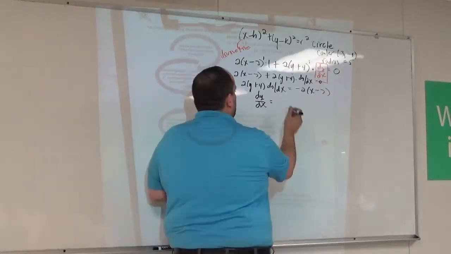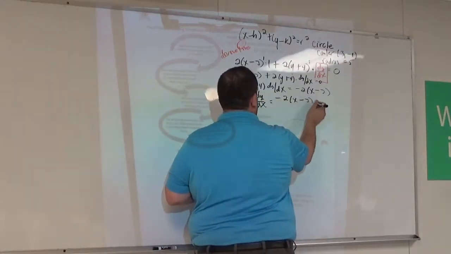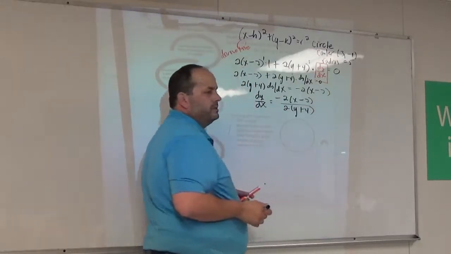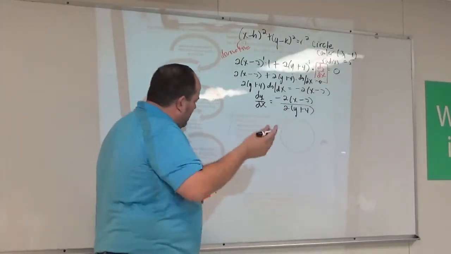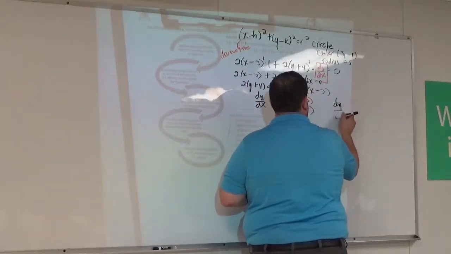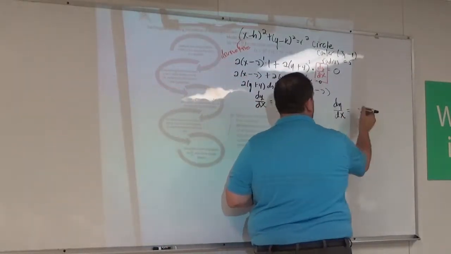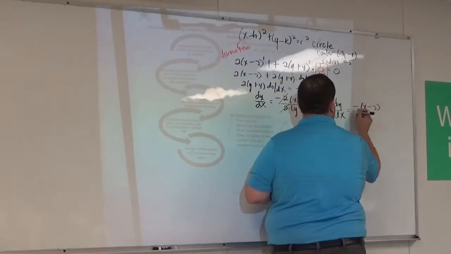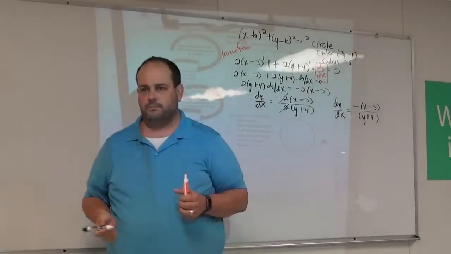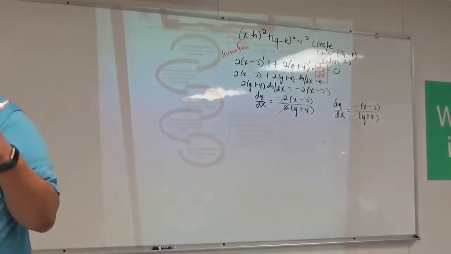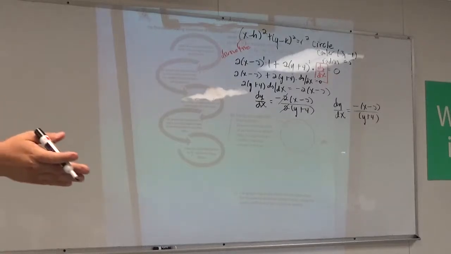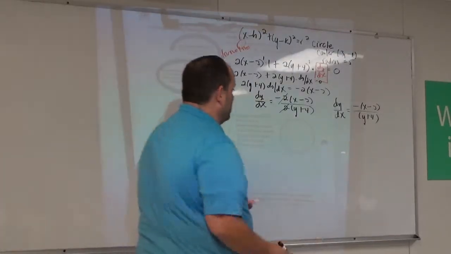Divide. Negative 2 times (x minus 3) divided by (2 times y plus 4). If you want to clean it up by canceling out the 2's, that's great. dy dx, your derivative, is the negative of (x minus 3) divided by (y plus 4). That's it. That's your answer. That's what you're looking for. You want the derivative. We can do this. We can totally do this.